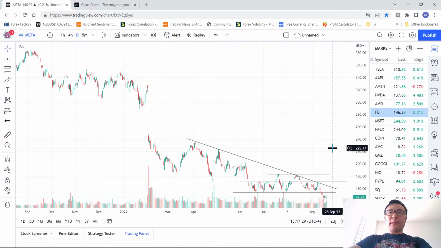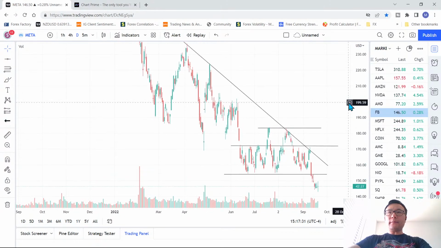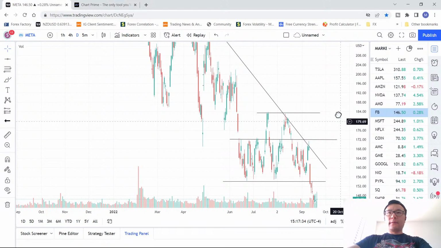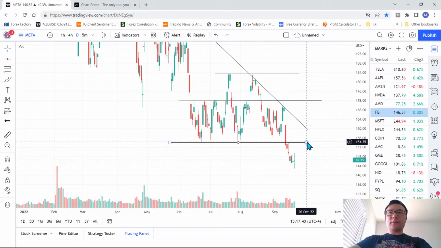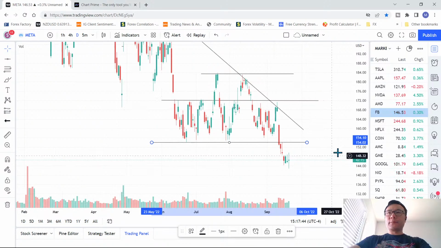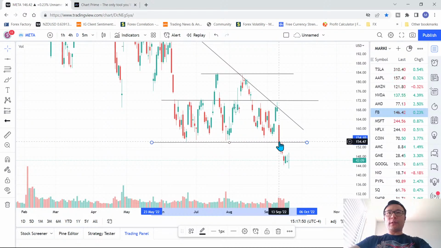Okay, let's take a look at Meta. So Meta clearly broke this downward trend line here, or support level here. It's clearly heading lower. So not a great opportunity to short just because it broke this already. A good opportunity to short was right here, 154. But right now there's no reversal.